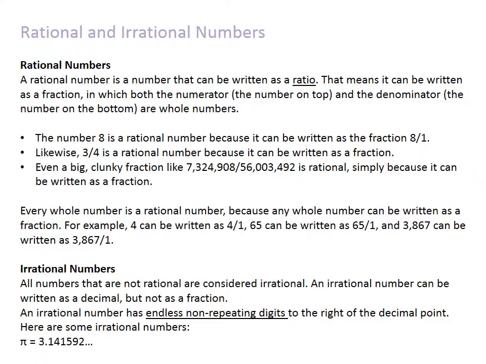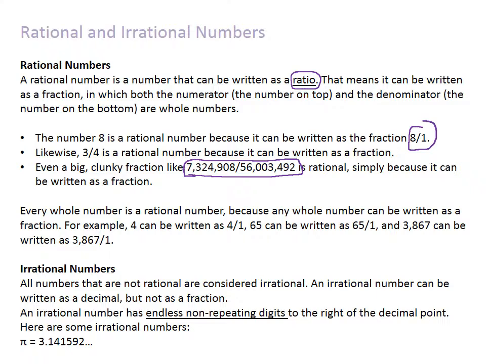All right, there's that word again, ratio. So it can be written as a fraction. So 8 can be written as 8/1. Okay. Even a big clunky number like this is rational, since it can be written as a fraction. So any fraction is a rational number. Every whole number is a rational number.